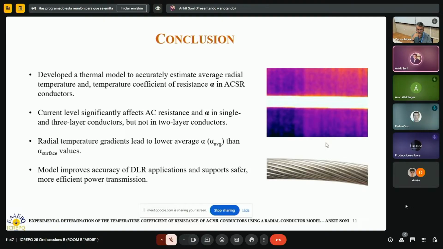So the current level significantly affects its resistance in alpha in single and three layer conductors, that I have already explained, but not in two layers of the conductors because of the even and odd layer number of the layers. And apart from that, the radial temperature gradients lead to a lower average alpha than the alpha surface values. And the last one is because we have improved the model, so the model improves accuracy of DLR applications and supports safer, more efficient power transmission.